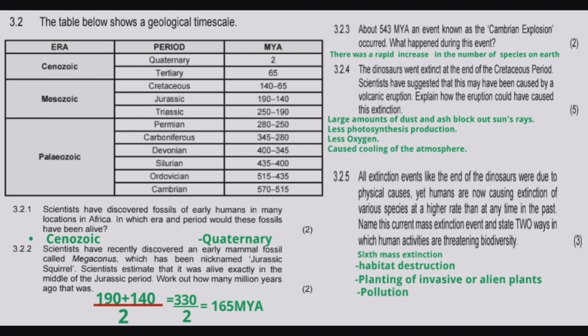Over exploitation of resources, overuse of fertilizer and pesticides, and trading in endangered species, poaching and hunting. All these activities are leading to extinction or threatening of biodiversity. Okay, so basically those are the answers we are supposed to write.